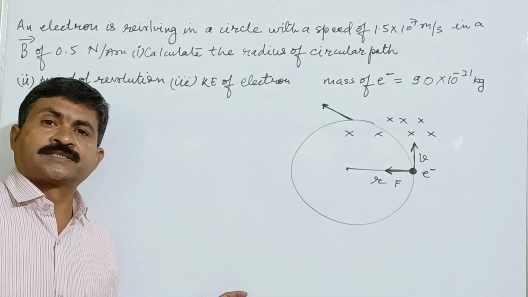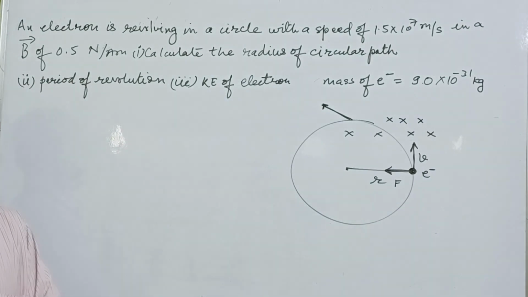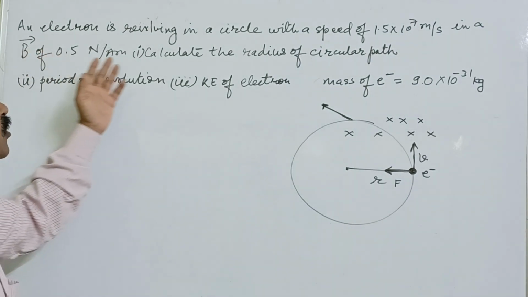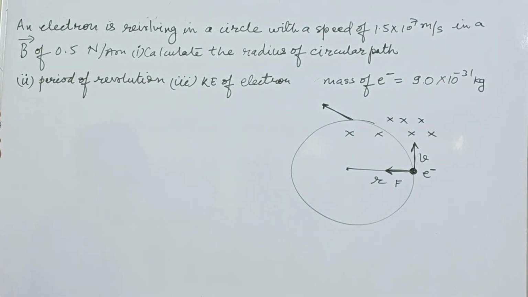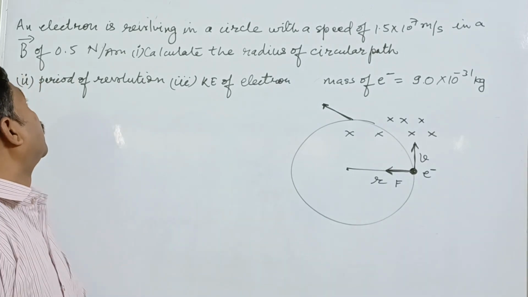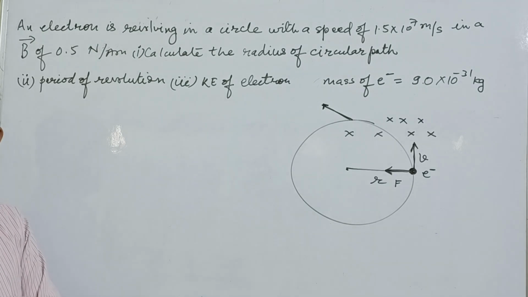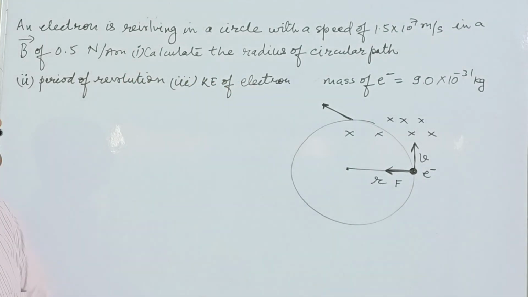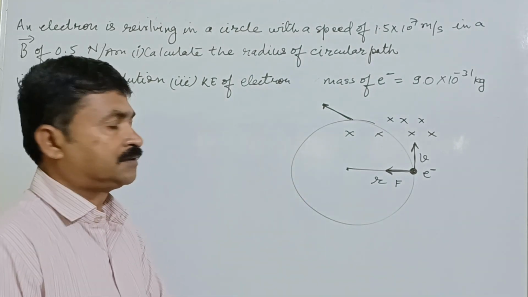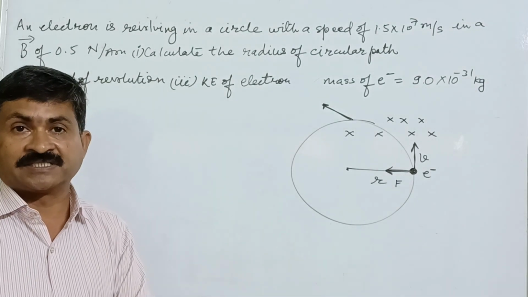Dear students, in the series of numerical physics, we have a numerical which is based on the magnetic field. Now, if we go through this numerical, an electron is revolving in a circle with a speed of 1.5 × 10^7 meter per second in a magnetic field of 0.5 Newton per ampere meter. Calculate the radius of circular path, period of revolution, kinetic energy of electron, and mass of electron is given to us 9 × 10^-31 kg.